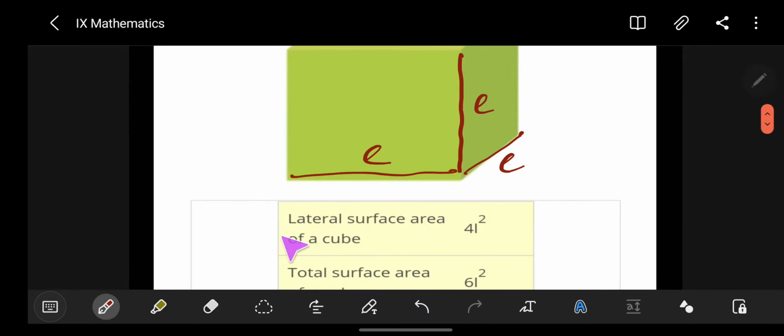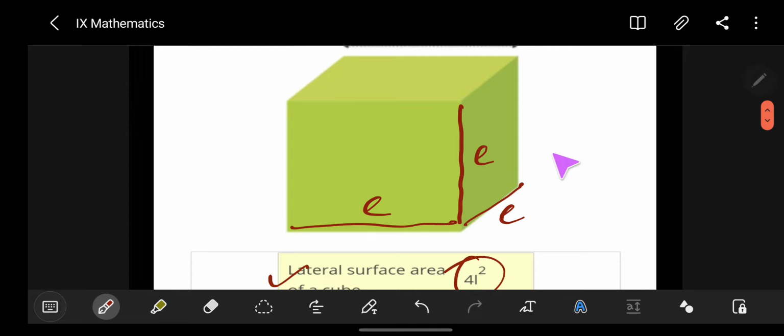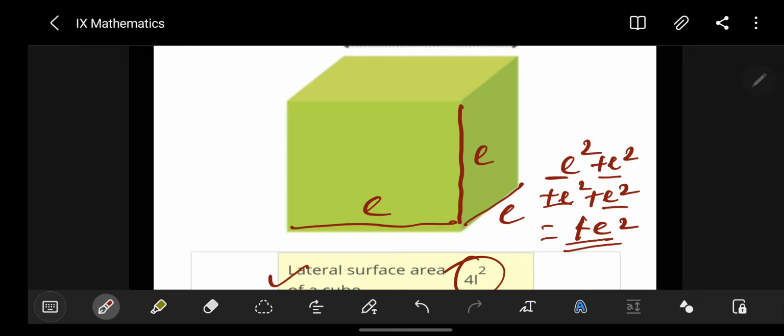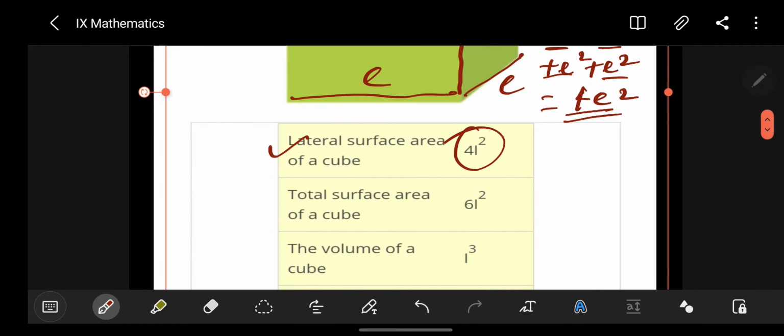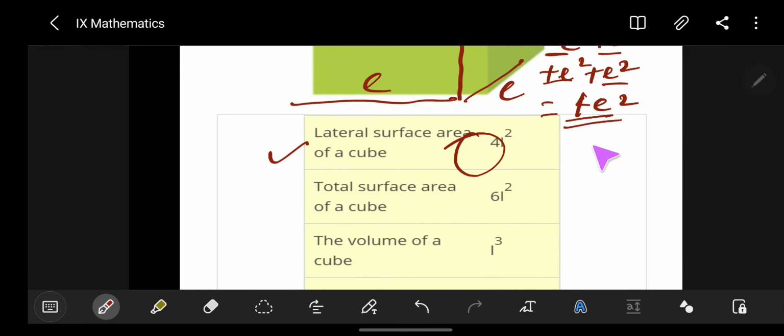So the lateral surface area is 4L square. When we talk about lateral surface area, we always talk about the 4 faces, leaving the top as well as the bottom. As it is made up of squares, the area of each square face, if I take the edge as E, will be E square plus E square plus E square plus E square, so it becomes 4E square, right? When you talk about the total surface area, it becomes 6. You add the bottom as well as the top ones, so it becomes 6E square or 6L square, right?